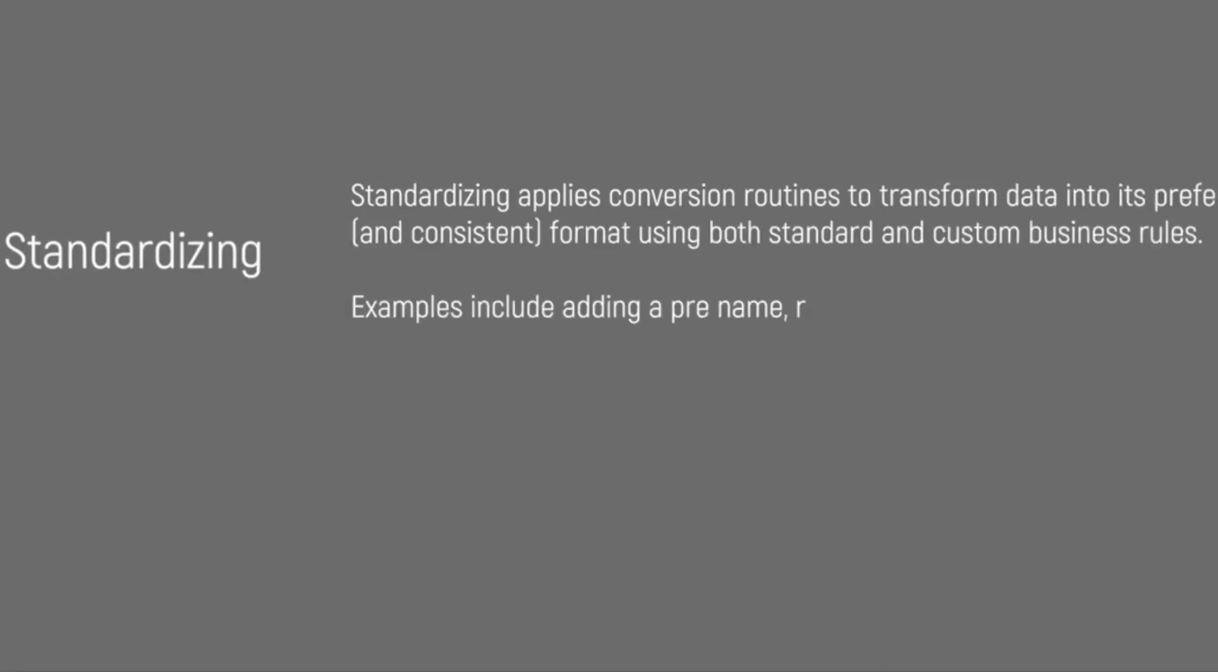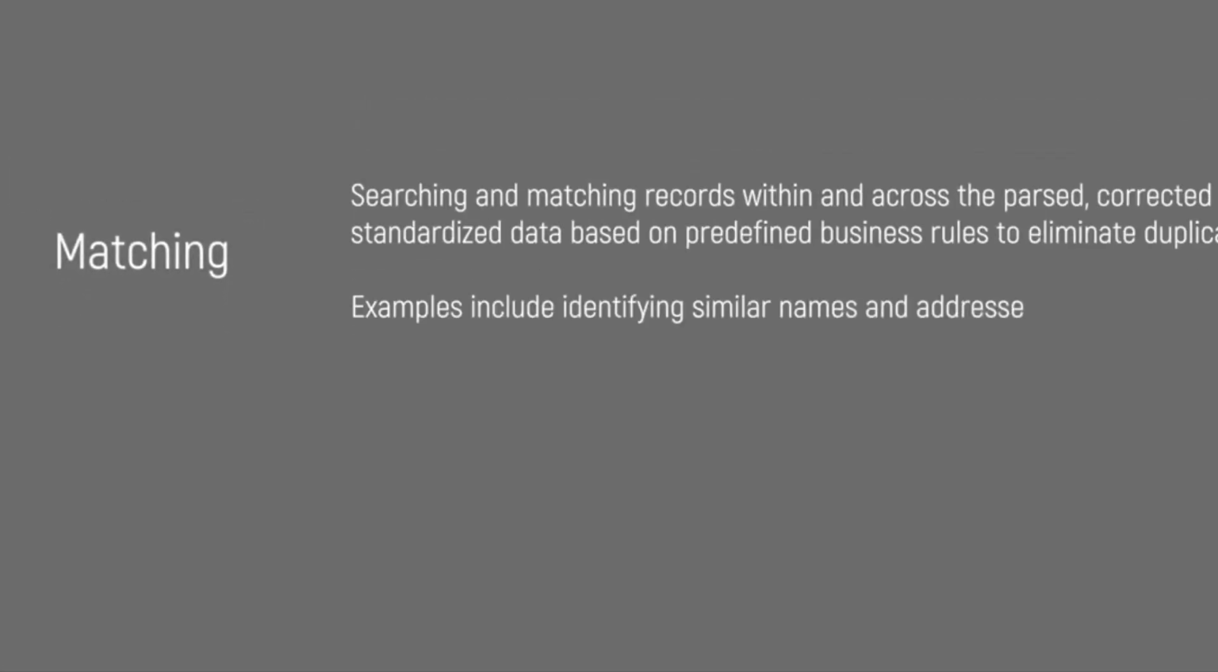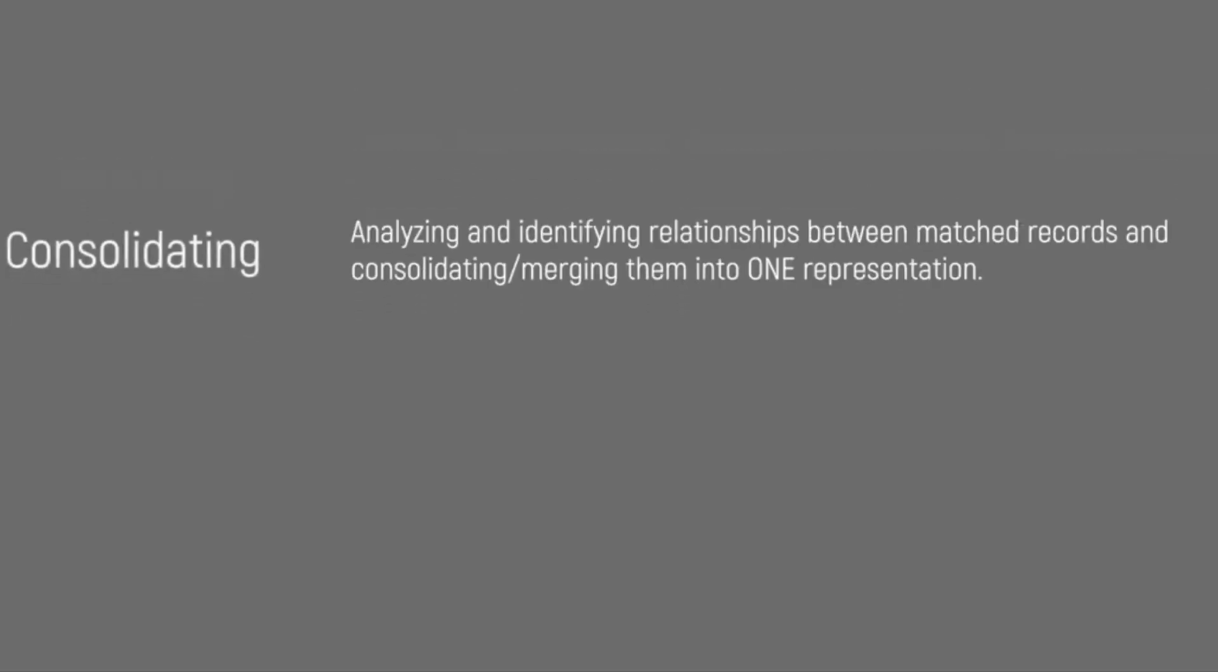Standardizing ensures uniformity across a dataset by converting data into a common format. It addresses variations in units, categories, and naming conventions. Matching involves comparing data elements across or within datasets to identify records that refer to the same entity. Consolidating, combining data from multiple sources into a single dataset.